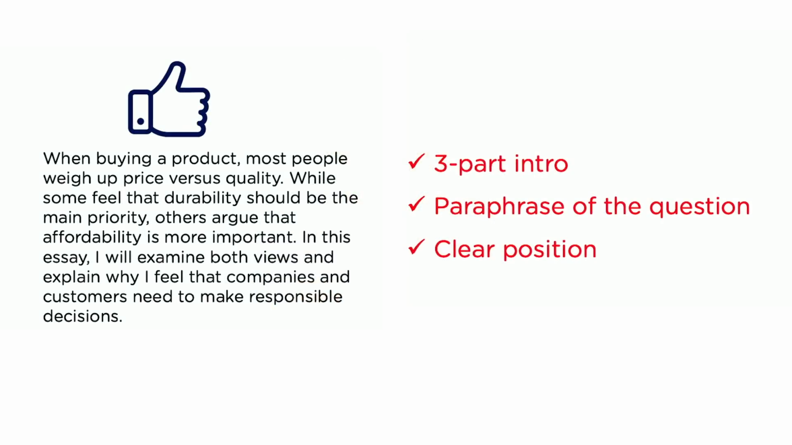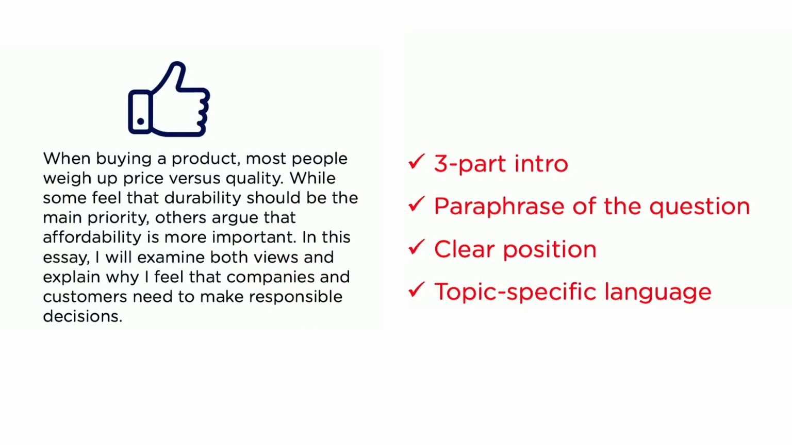The final thing I want to point out is the topic-specific language in this intro. So we've got in the first line words like buying, product, and then weigh up, price, quality. All of these words are related to this topic about a product lasting a long time versus a product that is cheap. That's the topic that we're talking about, shopping. So the examiner is really noticing those words that relate to this topic, not just vague, generalized words.